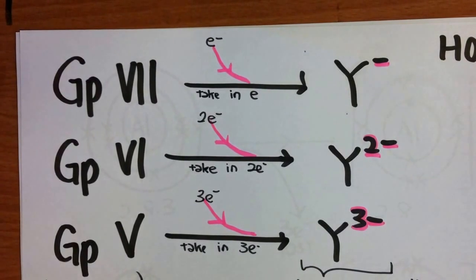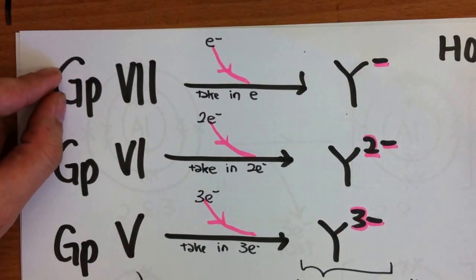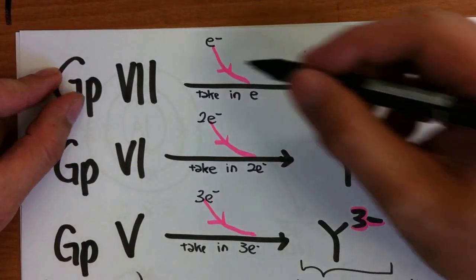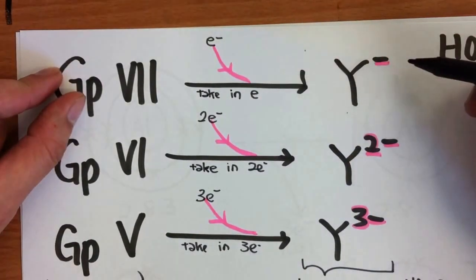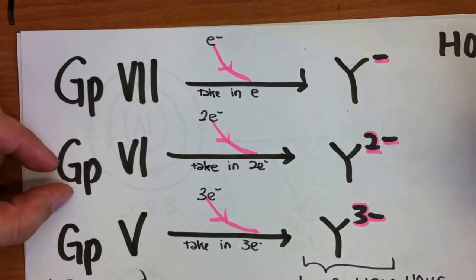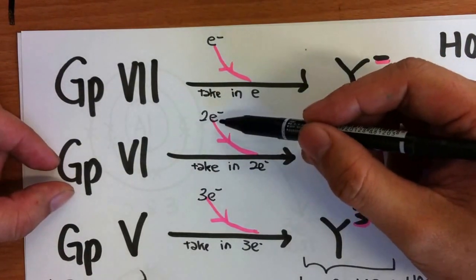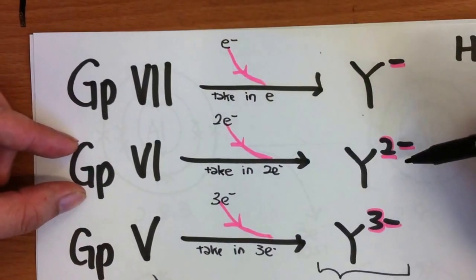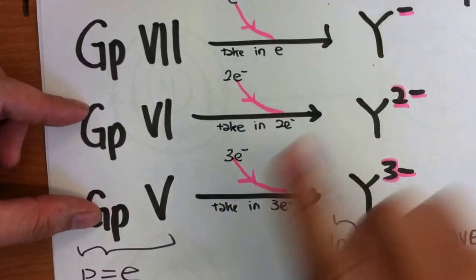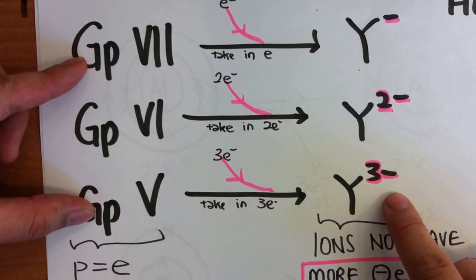In the case of negative ions, for example, if you are in group 7, you need to get a stable noble gas structure, which is 8 electrons. You will take in 1 electron and that will make you a negative ion. If you are in group 6, you have 6 valence electrons, so to get a stable noble gas structure, you need 8. So you will take in 2 electrons and this becomes 2 minus. If you are in group 5, you will take in 3 electrons and it will become 3 minus.